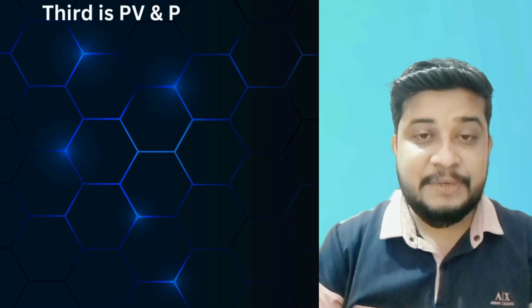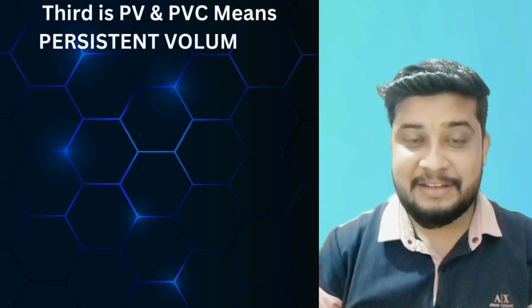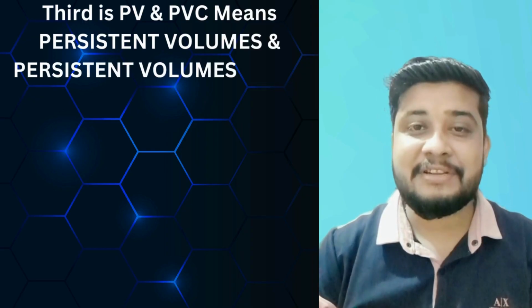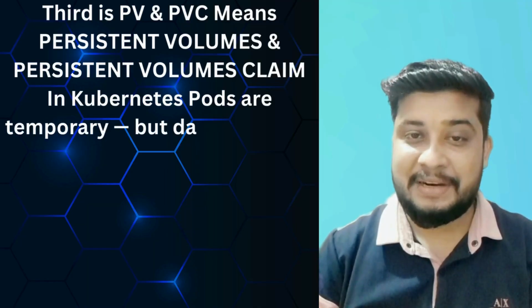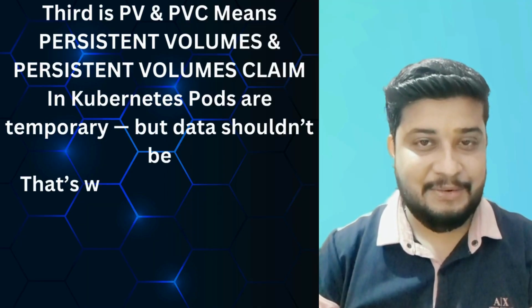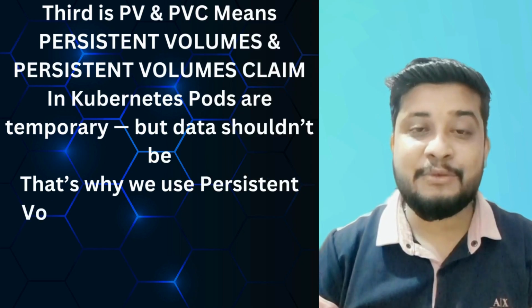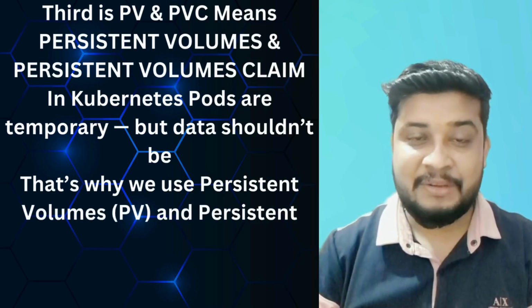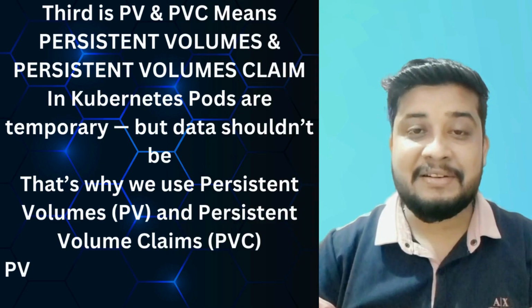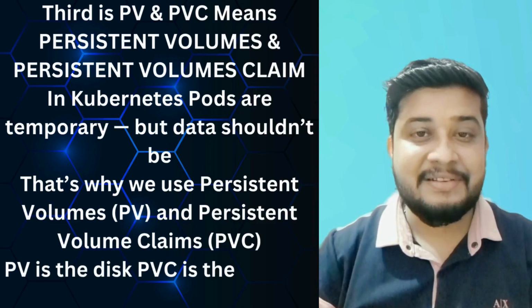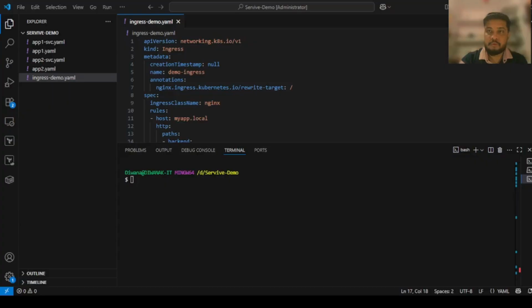Third is PV and PVC, meaning persistent volume and persistent volume claim. In Kubernetes, pods are temporary, but data should not be. That's why we use PV and PVC. So PV is the disk and PVC is the request. So let's create a PV and PVC, right?